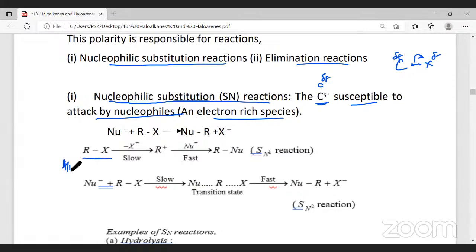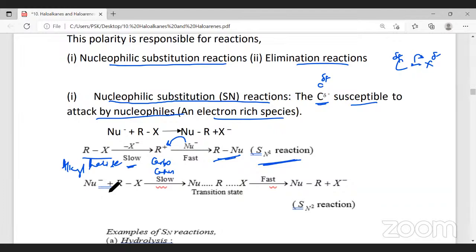RX is the general representation of an alkyl halide. In this alkyl halide, the halogen gets eliminated. It's a slow process forming a carbocation. This carbocation will be attacked by the nucleophile, which is a fast reaction, to give RNu. It is called the SN1 mechanism. It's happening in 2 steps. The first step is the formation of carbocation, which is a slow step, and next is the attack of nucleophile, which is a fast step. So what is this SN1? S stands for substitution, N stands for nucleophilic, 1 stands for unimolecular. We will learn this mechanism in detail now.